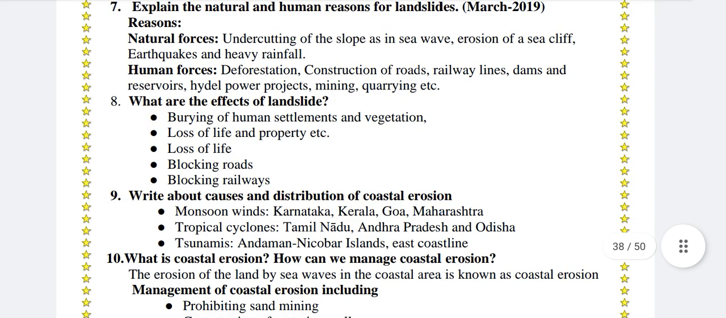Explain the natural and human reasons for landslides. Natural forces: undercutting of slope, as in the seaway, erosion of sea cliff, earthquakes, and heavy rainfall. Human forces: deforestation, construction of roads, railway lines, dams and reservoirs, tidal power projects or hydropower projects, mining, quarrying, etc.